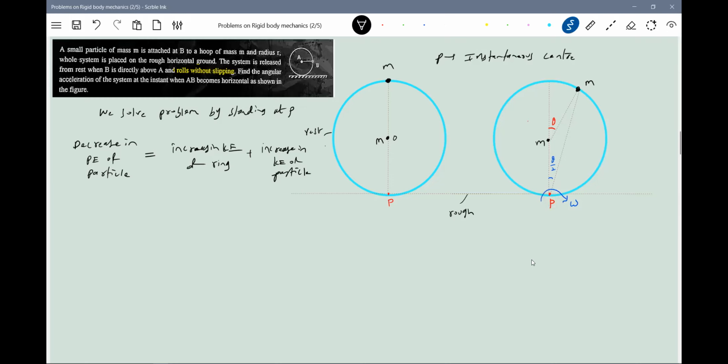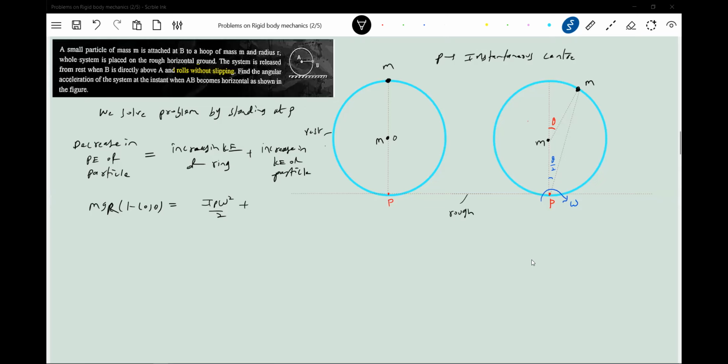Decrease in potential energy will become mgr(1 minus cos theta), equal to the increase in kinetic energy of the ring, I_P omega square by 2, plus that of the particle. Torque equals I alpha. Again, you have to solve for friction. Okay, carry on. I don't have objection, but I am not comfortable. Increase in kinetic energy of the particle.